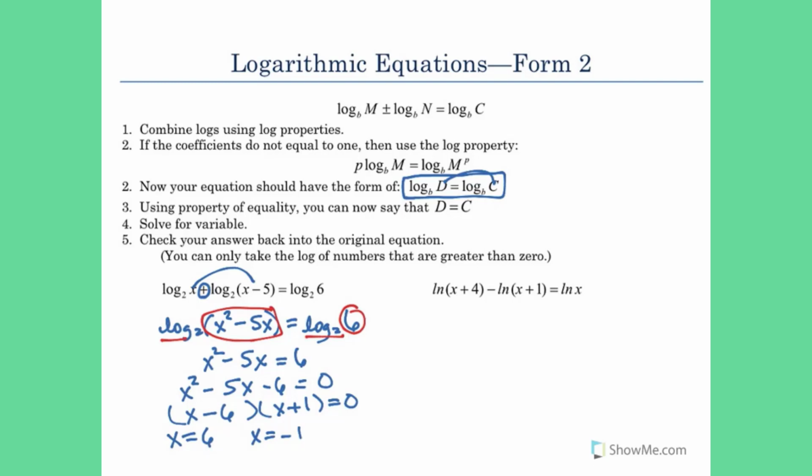And now we're going to check. So let me just kind of erase this. So I have a log, and now if I put in negative 1 for x right there, that would be the log base 2 of negative 1. Can't have that. If I put in 6, that's positive. If I put in 6 minus 5, that's positive 1. So 6 is my only answer.